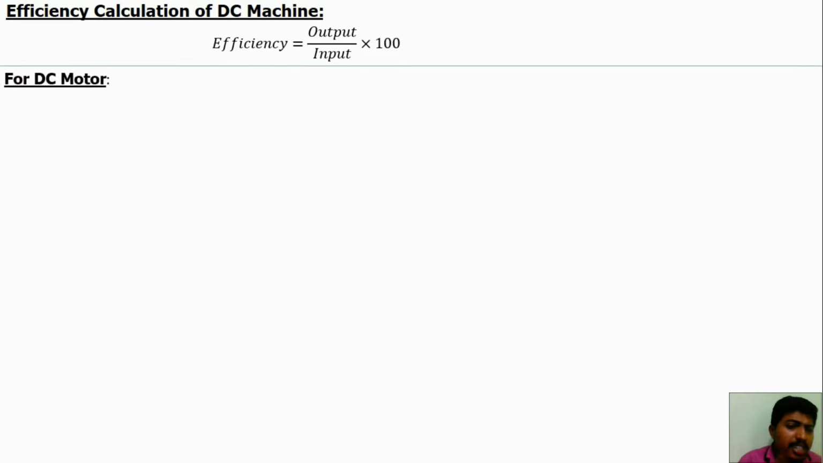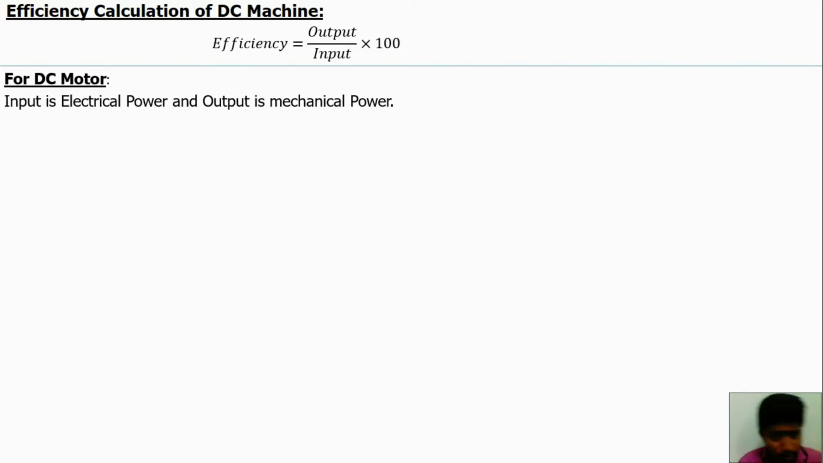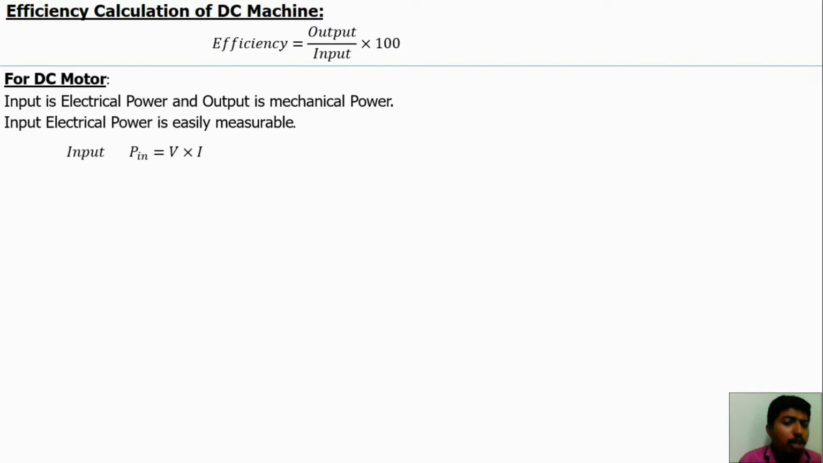For DC motors, we know that the input is electrical power and the output is mechanical power, which is rotation. Electrical power is easily measurable, voltage into current. So input P_in is equal to V into I. Input power is easily measurable, voltage and current, by using a voltmeter and ammeter.